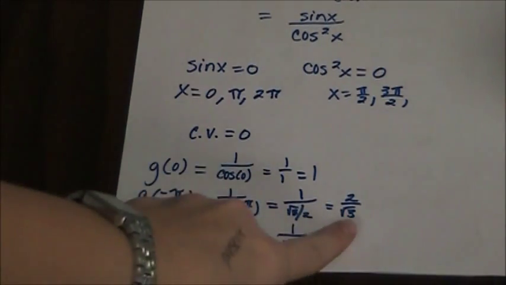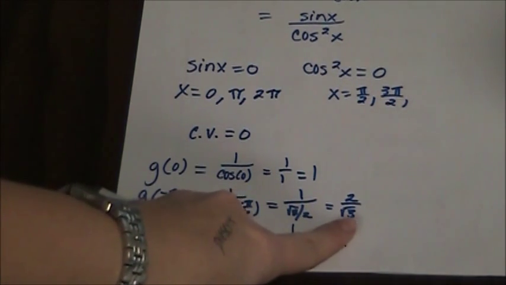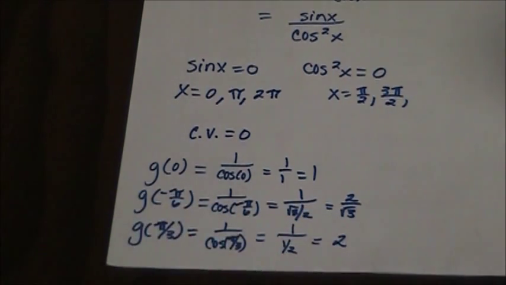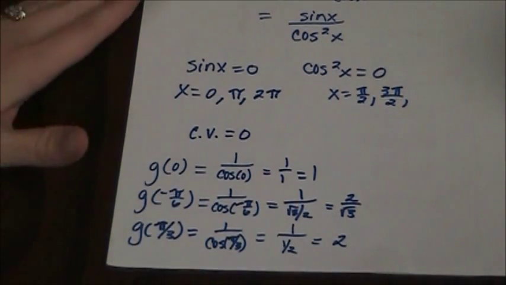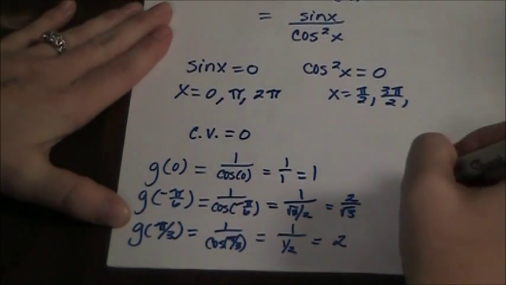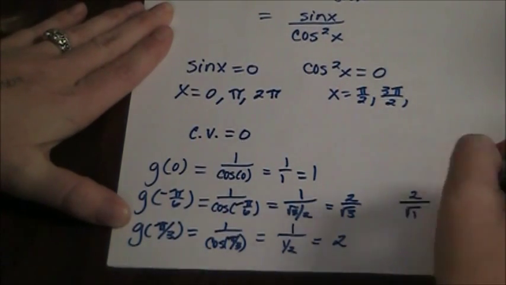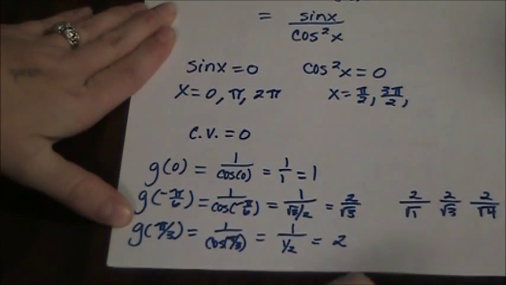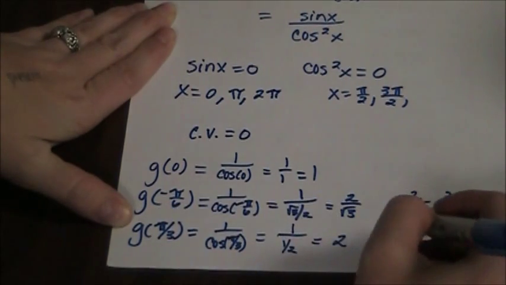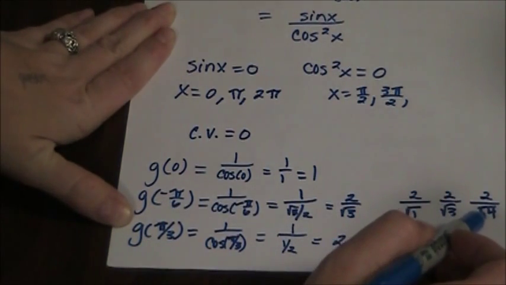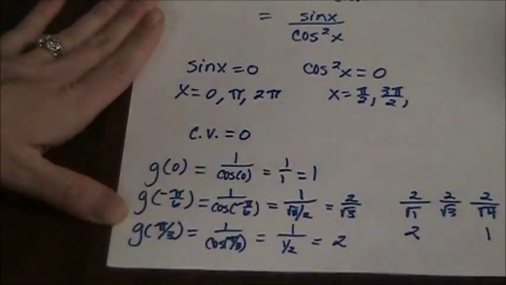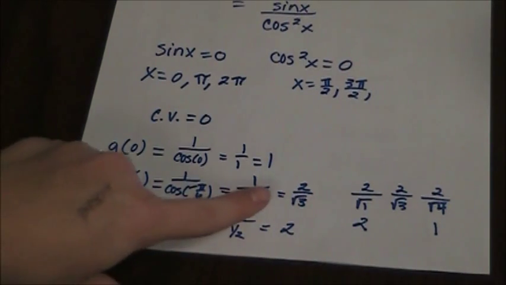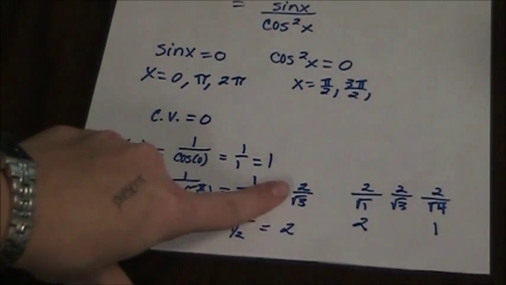Now, this is a value that I'm not as familiar with. So I need to figure out, is it greater than 1? Is it less than 1? Is it greater than 2 or less than 2? So one thing I know for sure is that 2 divided by square root of 3 is between 2 divided by square root of 1 and 2 divided by square root of 4. Square root of 1 is 1, so 2 divided by 1 is 2. Square root of 4 is 2. 2 divided by 2 is 1. So this value is between 1 and 2. Therefore, it is not an absolute max or min.